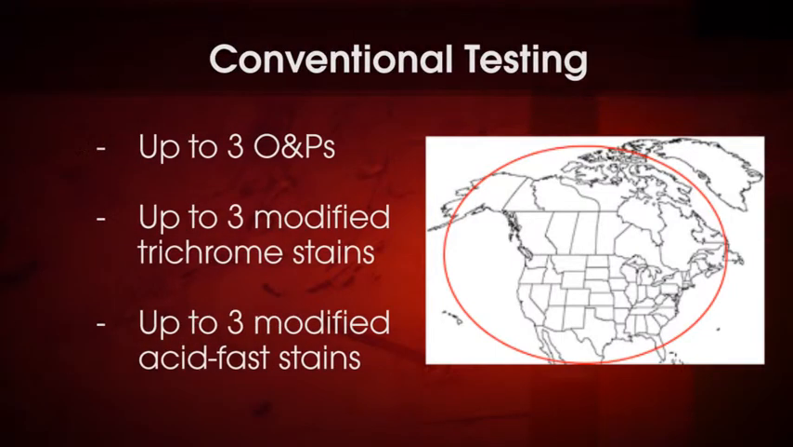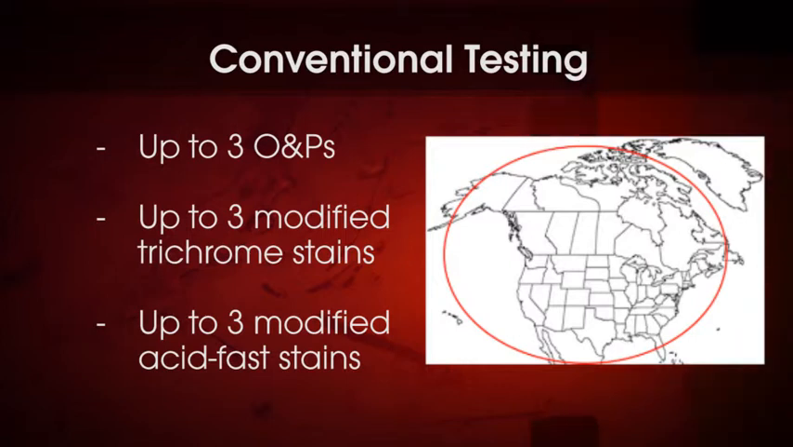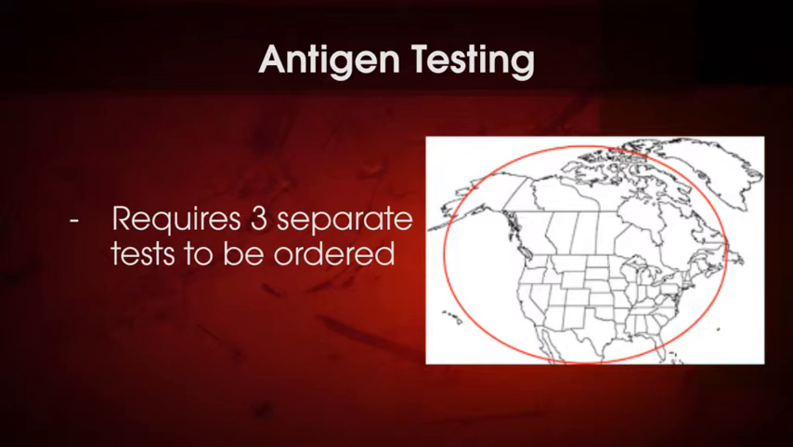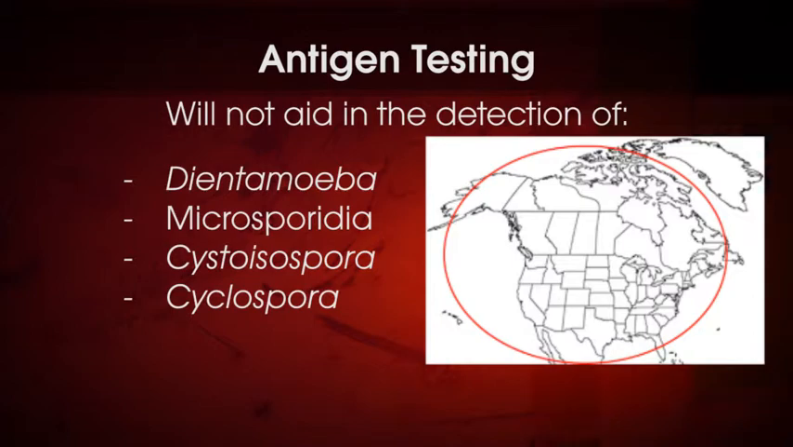Conventional testing would require up to 3 O&Ps, up to 3 modified trichrome stains, and up to 3 modified acid-fast stains in order to comprehensively and reliably detect the same pathogens. Antigen detection testing requires 3 separate tests to be ordered, and it's not going to aid in the detection of Dientamoeba, Microsporidia, Cystoisospora, or Cyclospora, the latter having caused 3 large outbreaks in the U.S. in 2013 and 14 alone. For patients with suspected helminth infections, a standard O&P examination is still the test required for appropriate diagnosis.